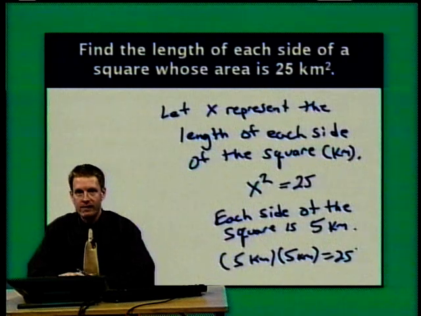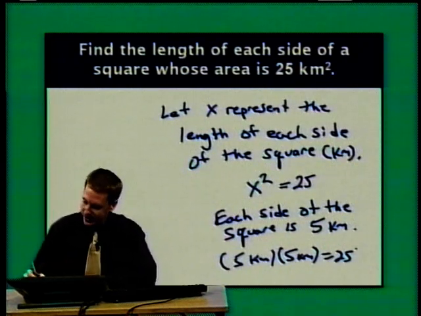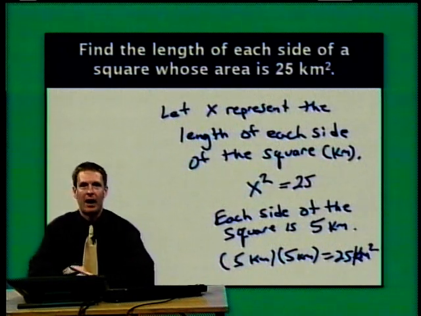numerical part is 25. The unit part is kilometer kilometer, but that's a real tongue twister. Luckily, we don't say it that way. Luckily, what we say is square kilometers.